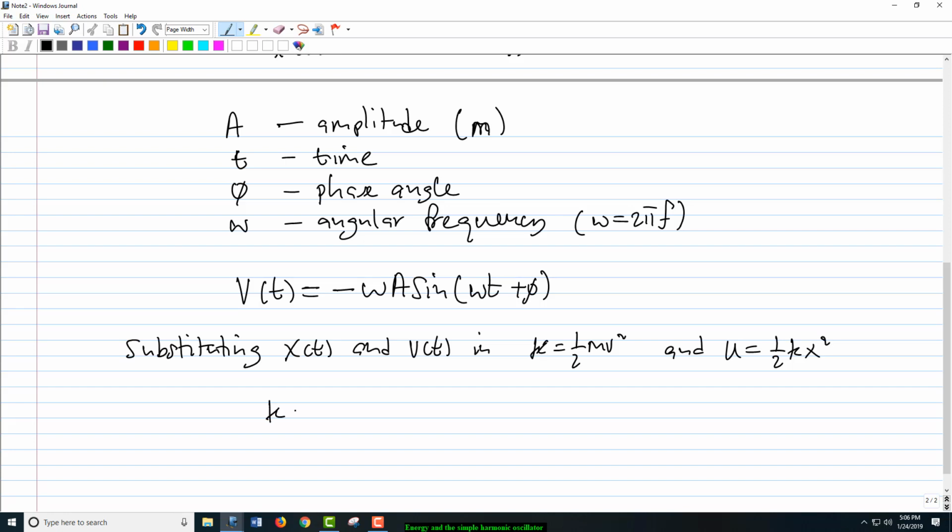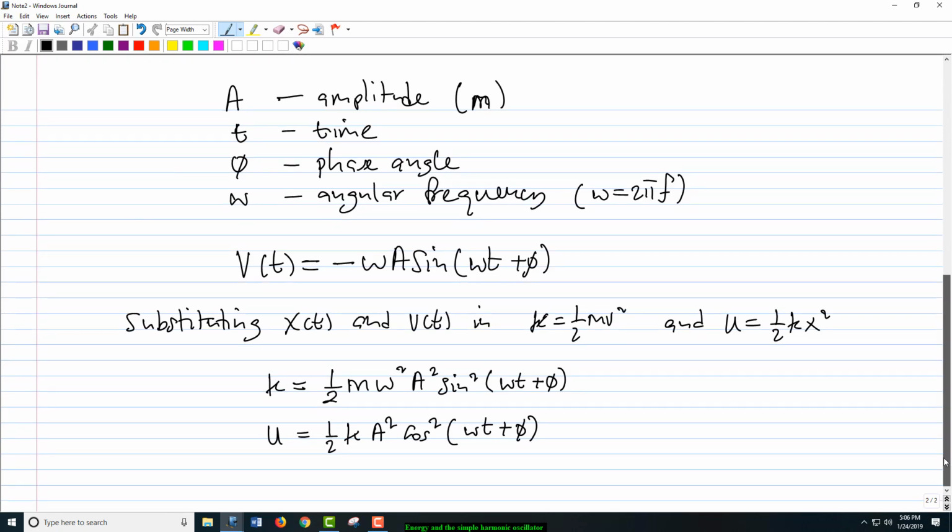We have K, kinetic energy, now being equal to half m omega squared A squared sine squared omega t plus phi, and then for U we shall have half k A squared cosine squared omega t plus phi. I would like you to substitute these two quantities, x of t and v of t, into the kinetic energy formula and work it out to arrive at K and U as I have here.